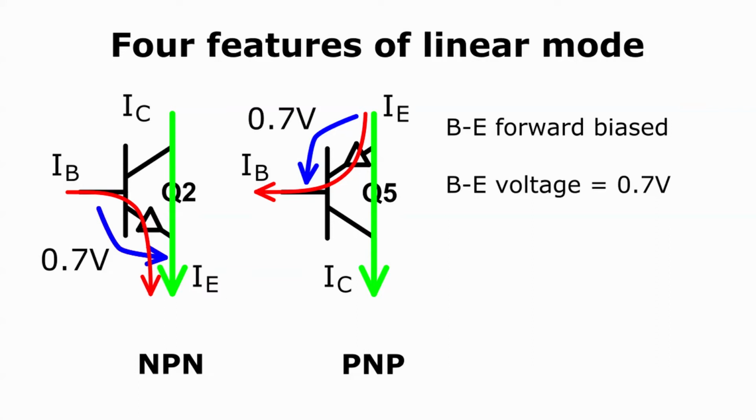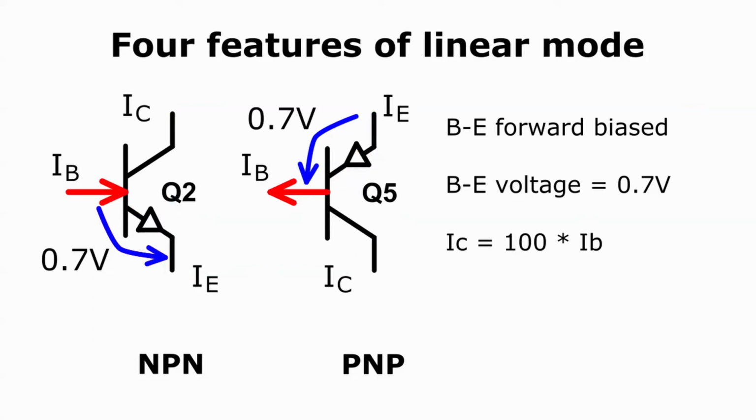The green arrows show the main pathways between collector and emitter. The red arrows show the base currents. The base currents are the ones which exert control. In linear mode, the relationship between these two currents is almost magical. The collector current will be 100 times the base current. Let the red arrows be the base currents. Then the collector currents, shown in green, are 100 times bigger.